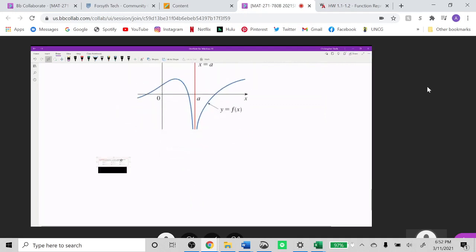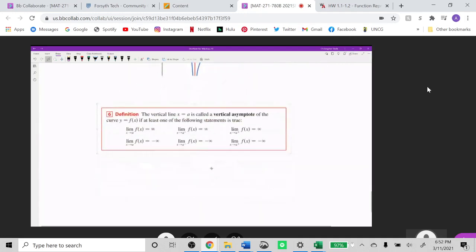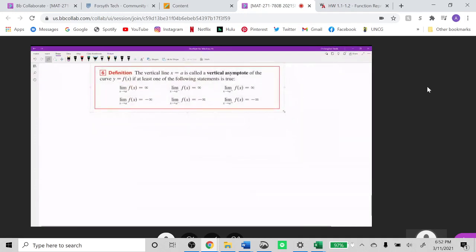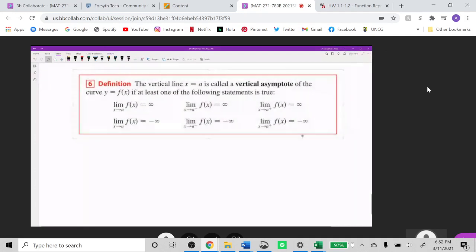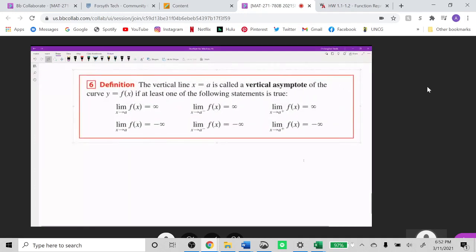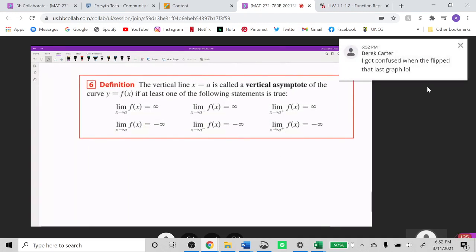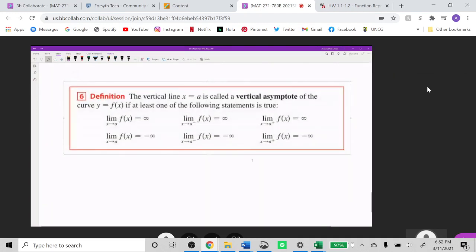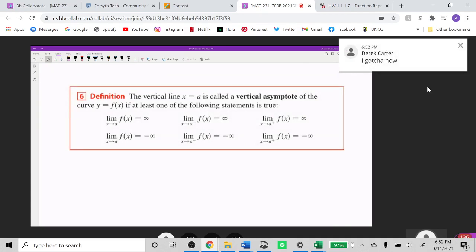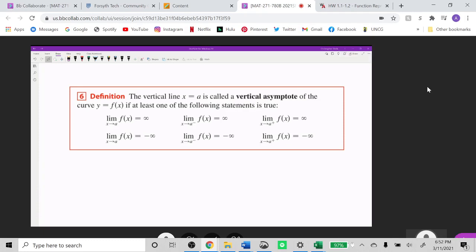This is a definition that we have seen in the past, but now we're just using limits as well. I was just giving that as an example. I was just flipping the graph around because that was an example of a positive infinite limit, and I just wanted something that was a negative infinite limit.